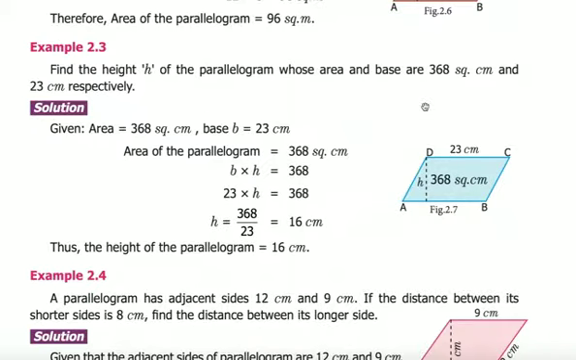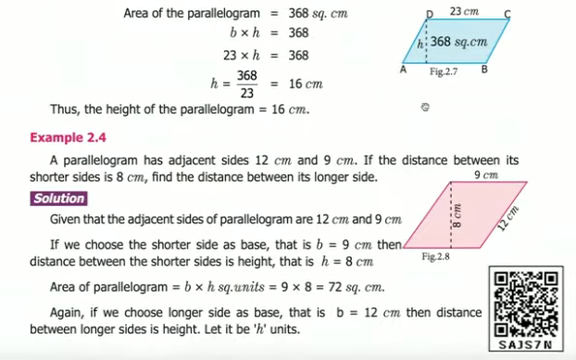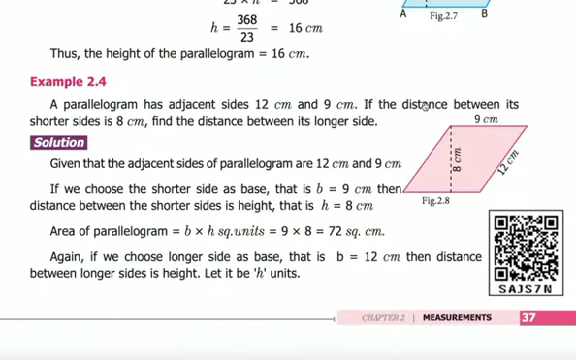whose area and base are given. Find the height. So that is also very simple. Parallelogram has edges and sides. The distance between its shorter sides is 8 cm. Find the distance between its longer sides. 9 cm, 9 cm, 12 cm, 12 cm. Then the distance between the longer sides is the height.